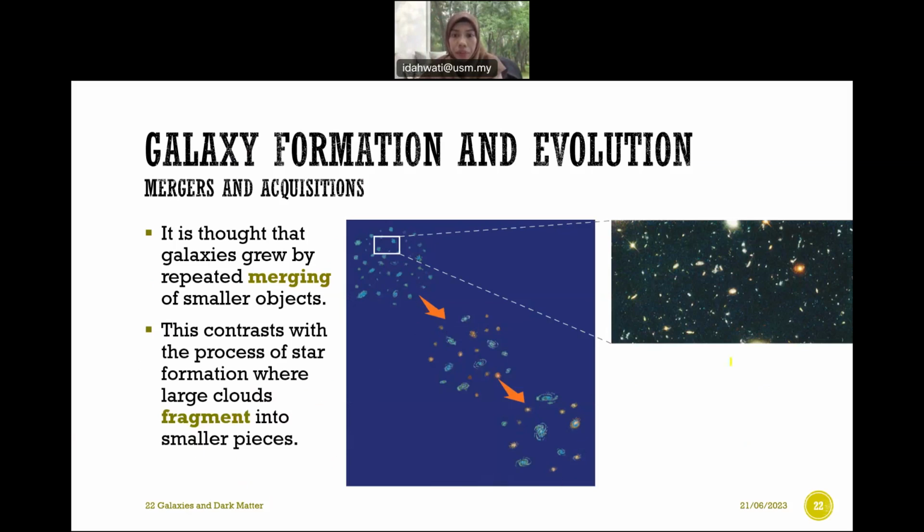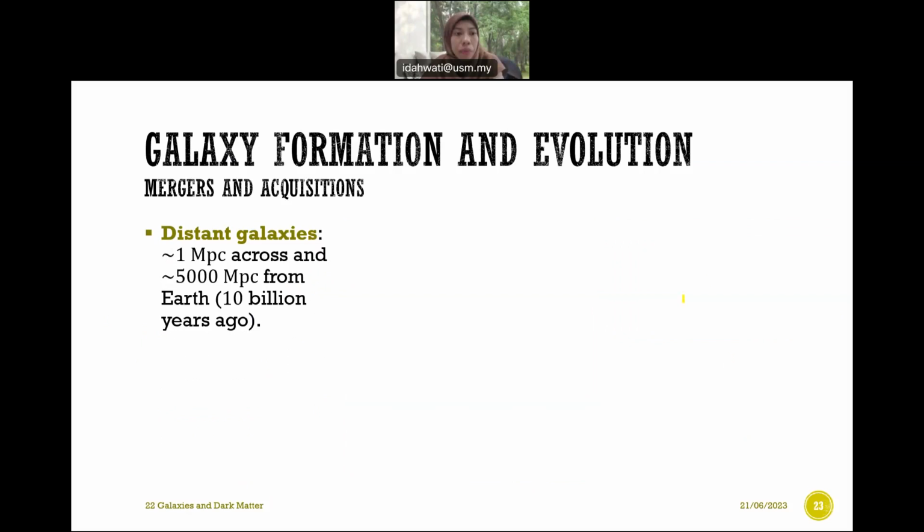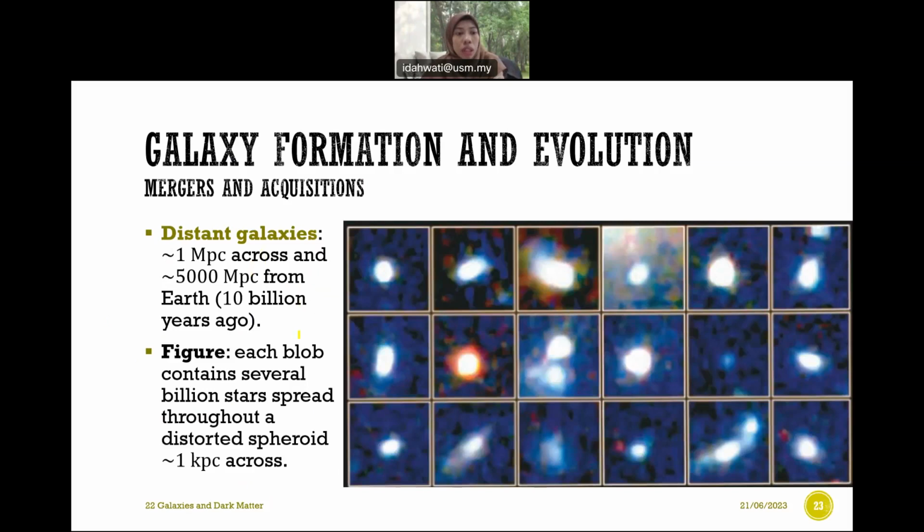Okay, here. And if we zoom in on this part, there is actually a large amount of fragments that break into smaller pieces. Okay, so the distant galaxy, we have these two distant ones in the figure. Here is a blob that contains several billion stars spread throughout a distorted spheroid. Okay, so you can see the figure has a distortion effect.